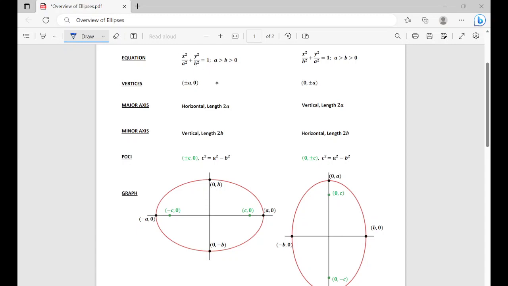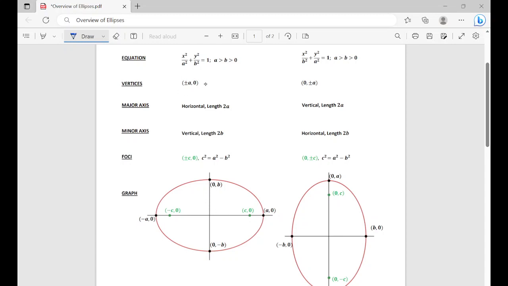An ellipse that runs longer, like this, from left to right, will have the bigger value a under x and the smaller value b under y. That way you can tell which way it is, lengthwise, whether it's longer or taller. If the bigger number is under x, it's longer.